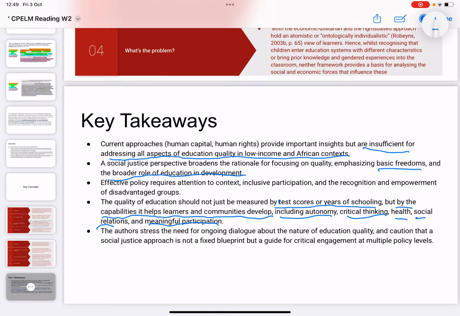But it's really hard. But I think what Tikly and Angela Barrett's argument says here is that the authors actually stress the need for ongoing dialogue about the nature of education quality, and caution that a social justice approach is not a fixed blueprint but a guide for critical engagement at multiple policy levels.